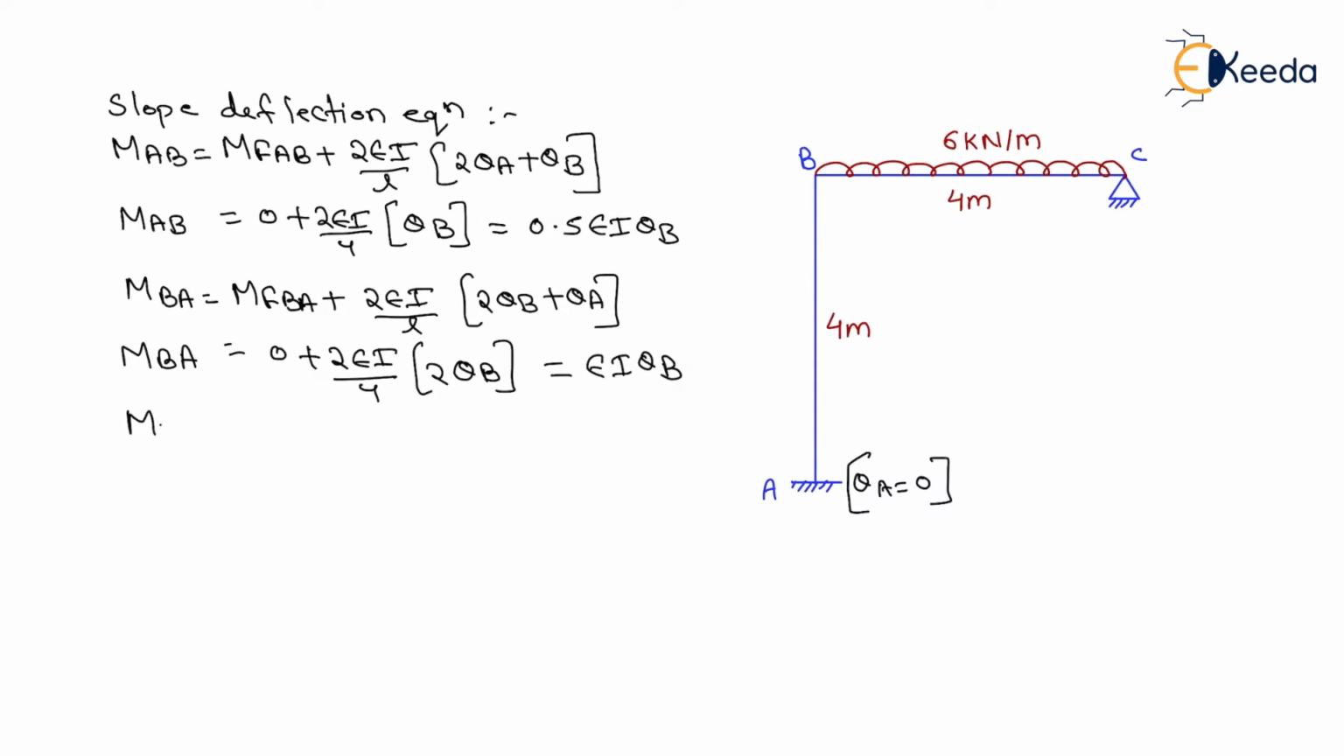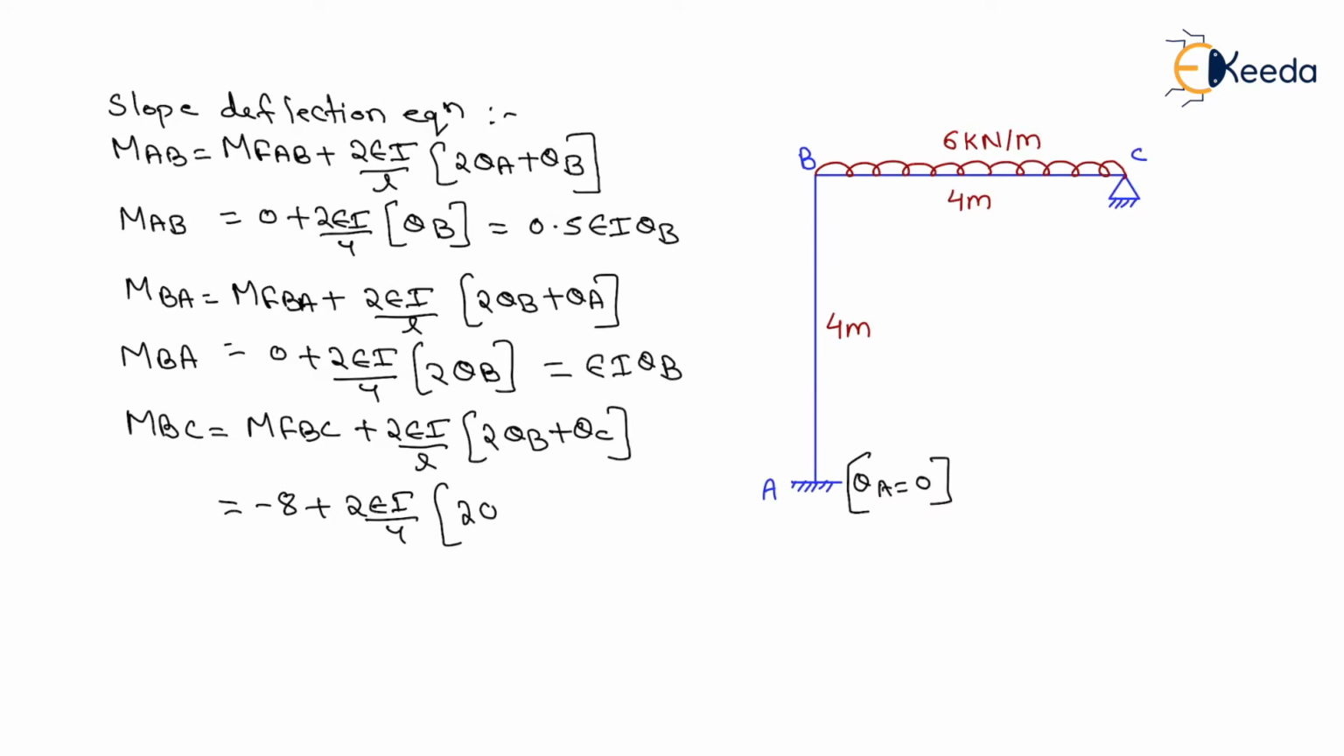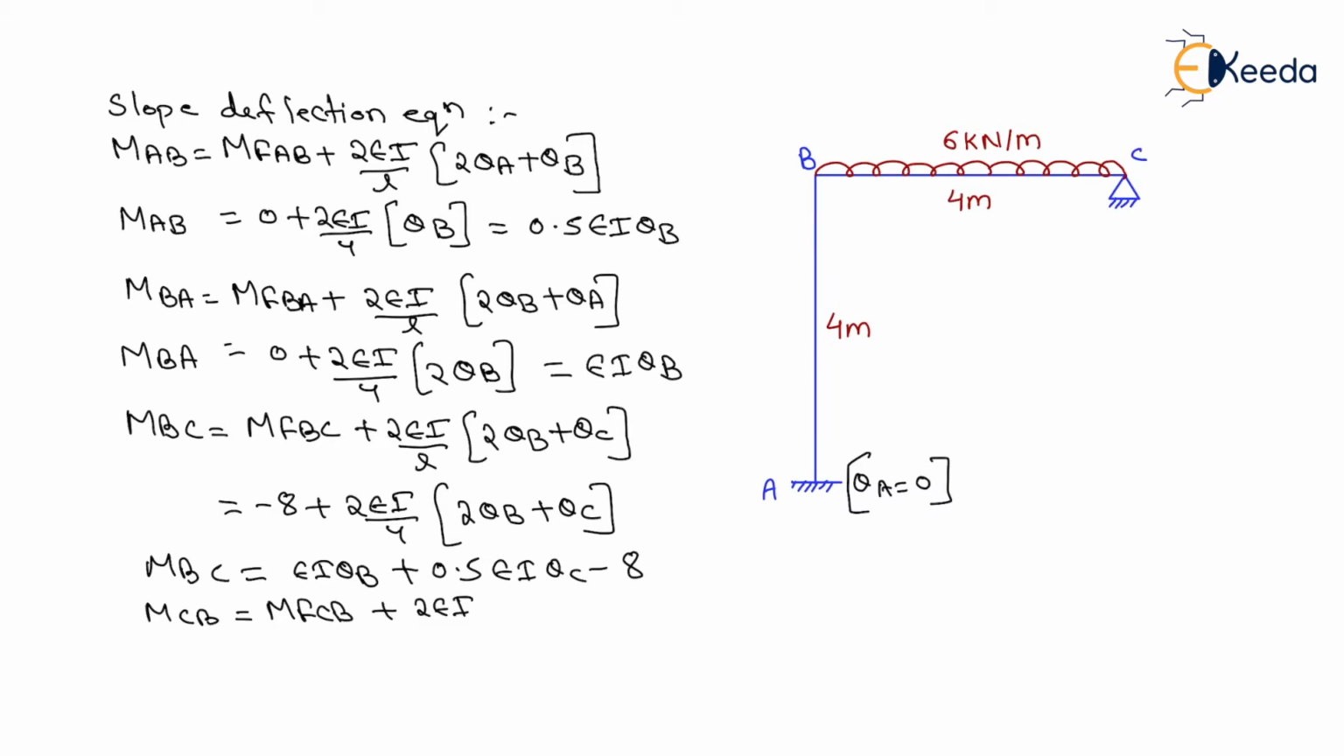Now we will compute the value of MBC, which will be equal to MFBC plus 2EI upon L into 2 theta B plus theta C. Now we will write the fixed end moment of BC, which will be equal to minus 8 plus 2EI by 4 into 2 theta B plus theta C. After solving this, we will get MBC equal to EI theta B plus 0.5 EI theta C minus 8.